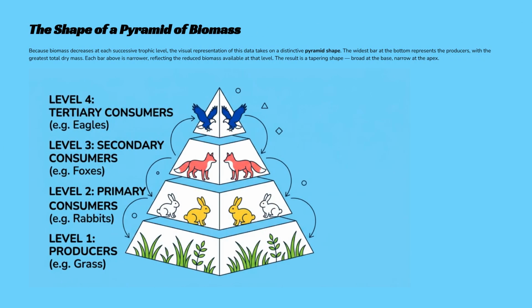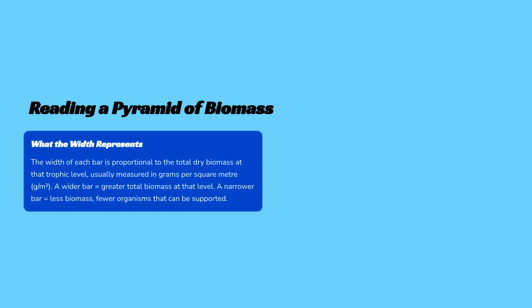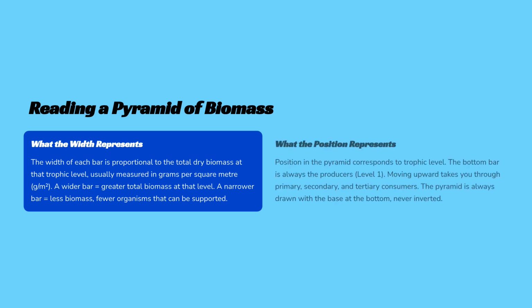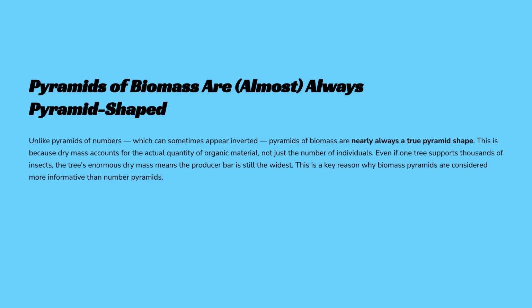Because biomass decreases at each level, the data creates a characteristic pyramid shape, with the widest bar at the base for producers and the narrowest at the apex. When reading these, remember, the width of the bar represents total dry biomass, and the vertical position indicates the trophic level, starting with producers at the bottom. Biomass pyramids are almost always pyramid-shaped because they track organic mass, not just the count of individuals.